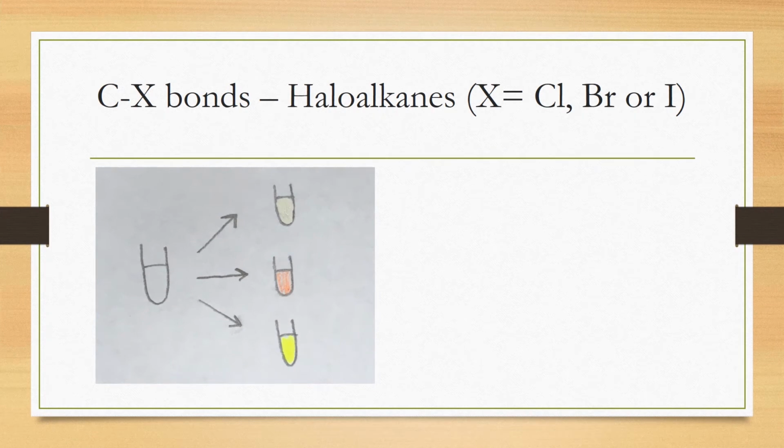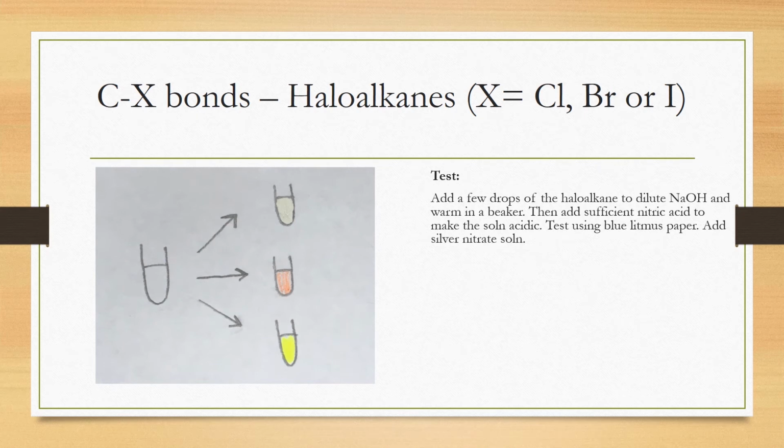Next is the C–X bond in haloalkanes, where the X can represent chlorine, bromine, or iodine. Add a few drops of the haloalkane to 2 cm³ of dilute sodium hydroxide, and warm in a beaker. This breaks the covalent bonds and releases a halide ion. Next, add enough nitric acid so that the solution turns acidic and test using blue litmus paper. Then, add around 1 cm³ of silver nitrate solution.